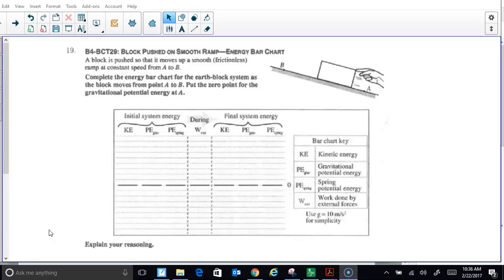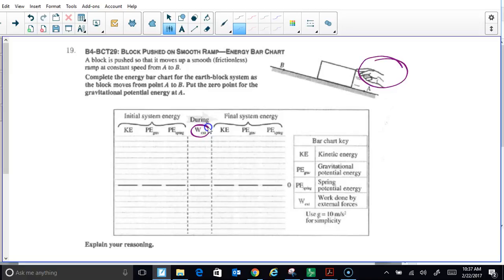Okay, so this will be the first time you've seen a problem like this, so I wanted to run through what it looks like. Pushing a block up a ramp, no friction. If there were friction, by the way, that would show up here as work done by an external force. Another work done by an external force is the person's pushing.